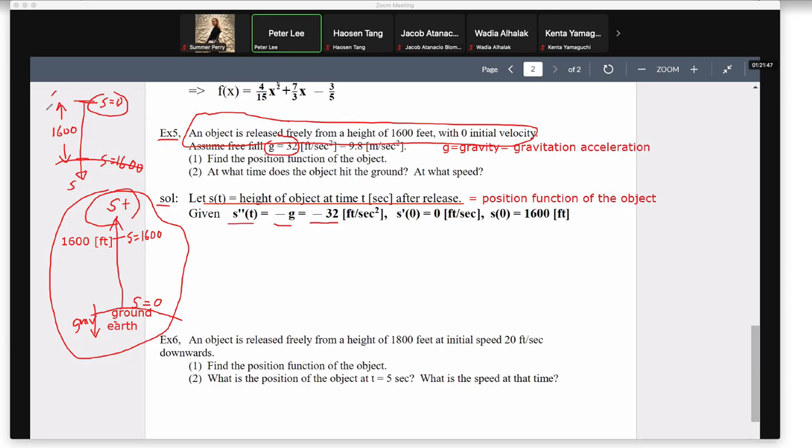If we set up the axis this way, then the acceleration will be plus 32. In this case, this axis is now down. So whether it's 32 or minus 32 depends on how you set up the axis.